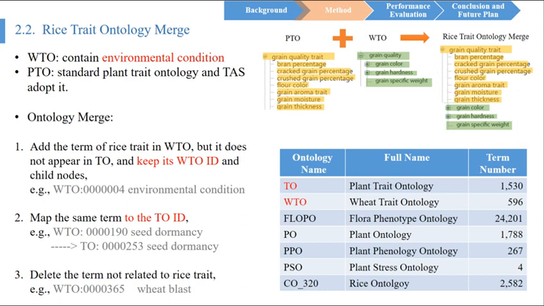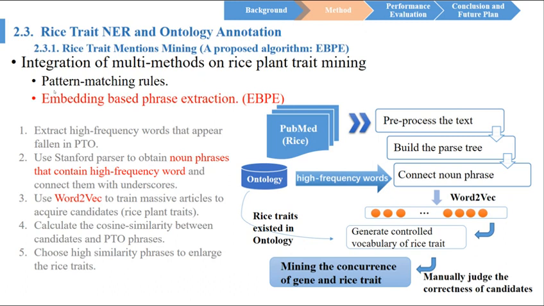The process of merging ontologies is shown in the figure, and the merge rules we observed are also shown in this slide. Next, we will extract the trait phrase mentions from all PubMed literatures related to rice. We use the pattern matching method and embedding-based phrase extraction, which we call EBPE, to improve the results. Details of EBPE are shown in this slide.